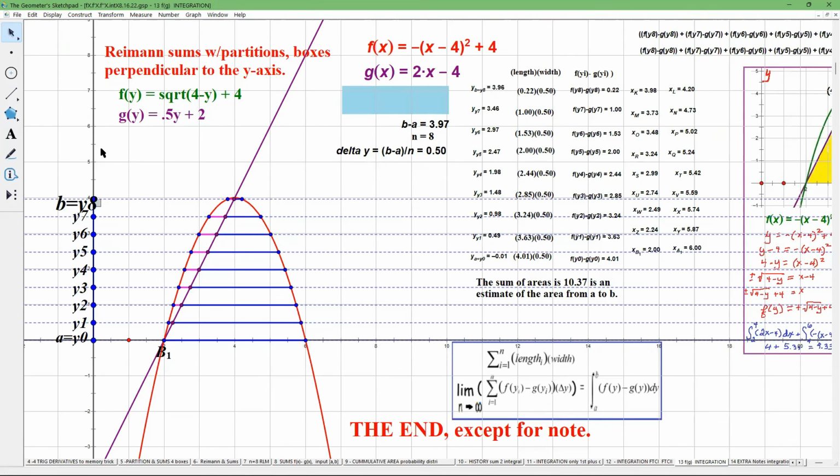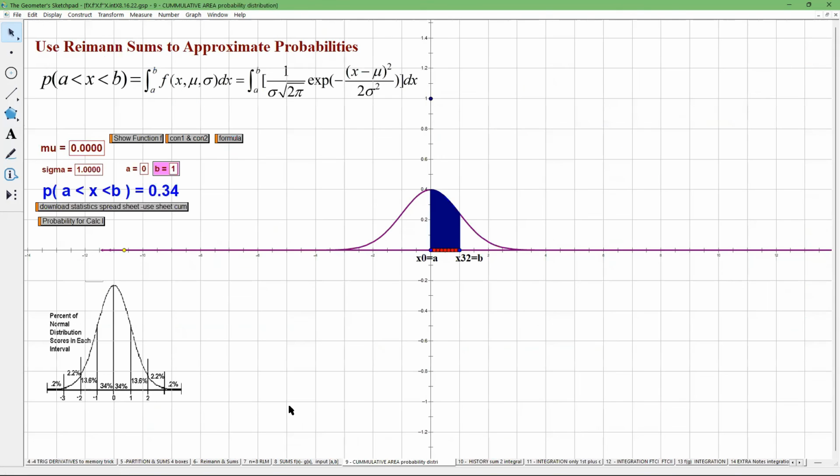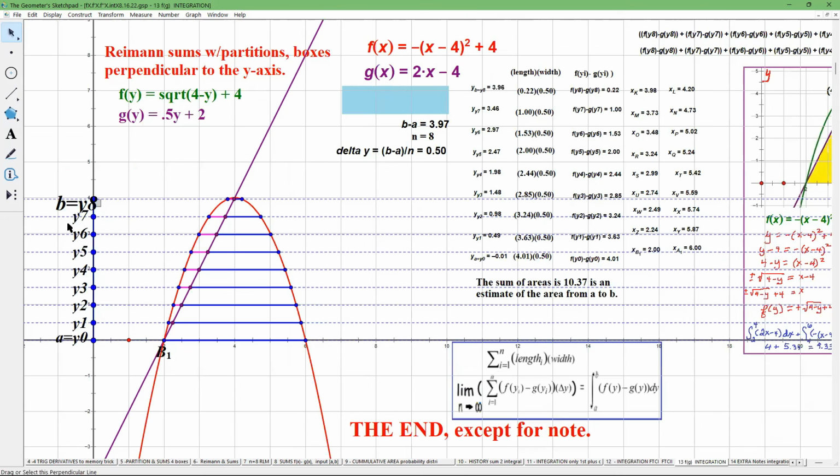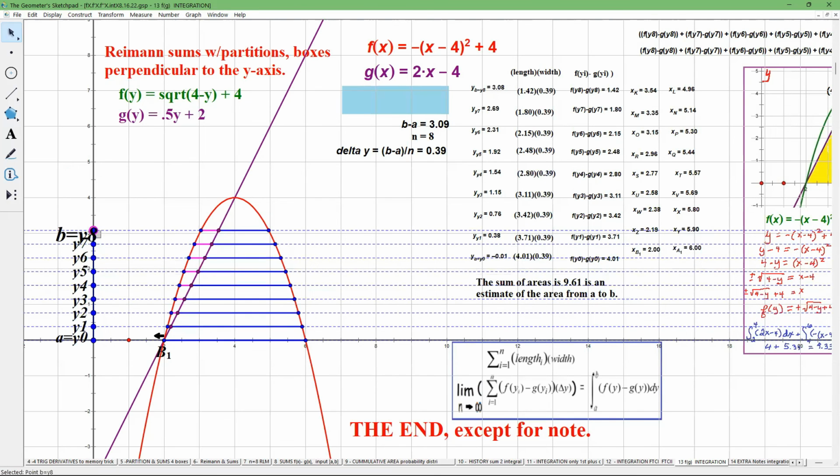You're not restricted to taking an antiderivative using a base with delta x. You could use a base with delta y, and you can still get the area of integration. That's it, except for some notes.